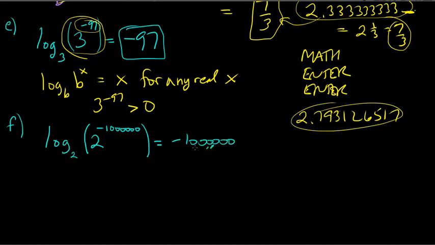The comma's in the wrong place. Comma's there and there, right? You can also write this as just negative 10 to the 6. I'm okay with that. Right.